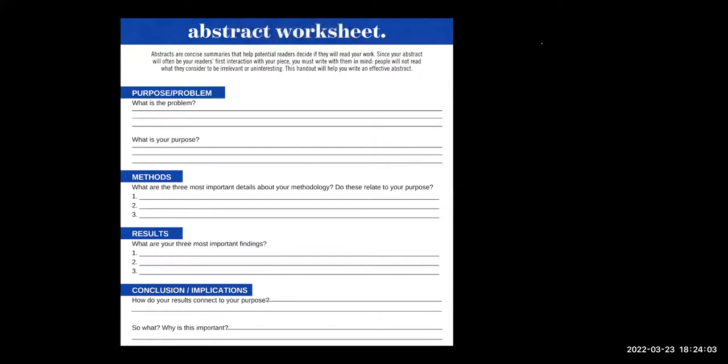Okay, and now we're going to look at a worksheet that will be able to help you break down what we just talked about. So the purpose and the problem, being able to list out the problem that you're trying to face and the purpose of it, as well as looking at the methods. So the details about your methodology and how it relates to your purpose. And lastly, the results. What are the results? Your three most important findings, and concluding to connect right back to your purpose. So that way you have a very well-rounded paper, or sorry, abstract.